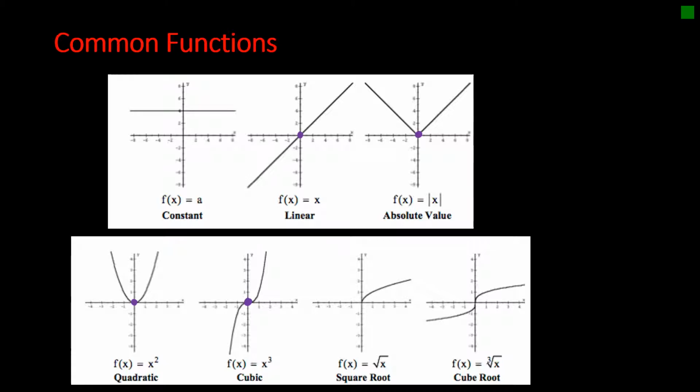F of x equals x cubed is the cubic function, and 0, 0 is the point where it changes the course of the graph, but that's a very important point that we're going to be shifting as well. Square root of x, 0, 0 is an important point, and the cube root of x, again, 0, 0 is an important point in most of these graphs, and we're going to be using that point along with some other points on the graphs to shift.